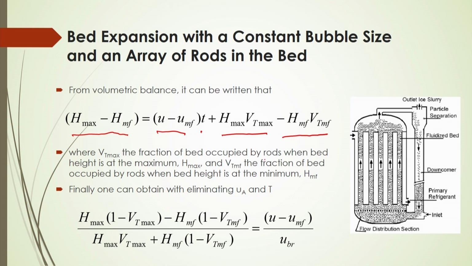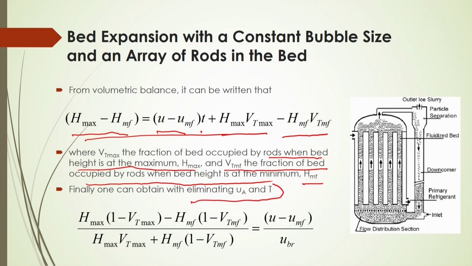So, the fraction of bed occupied by the rods when bed height is at maximum, H max, and V T m f, the fraction of bed occupied by the rods when bed height is at the minimum, that is H m f. Based on which you will be able to calculate what should be the maximum height of the bed required if you are inserting any rod inside the bed. Finally, one can obtain, with this elimination of u and t, from this you will be able to calculate what should be the H max there.